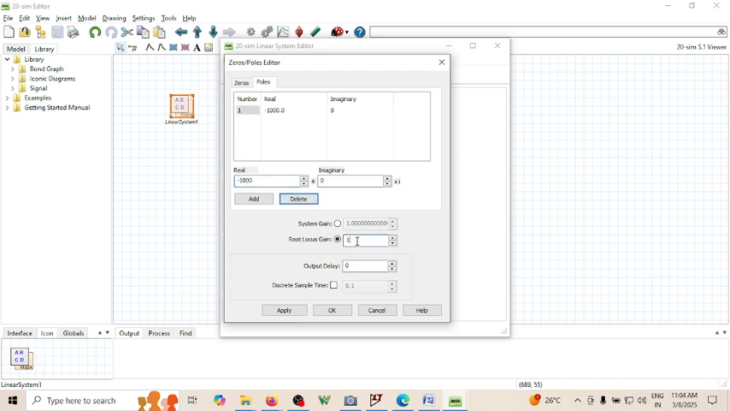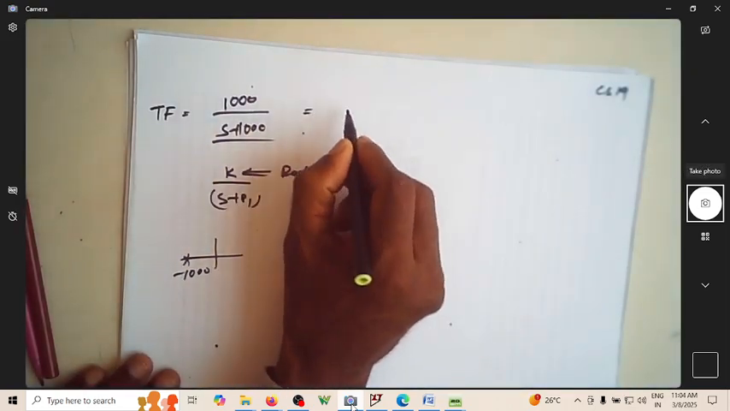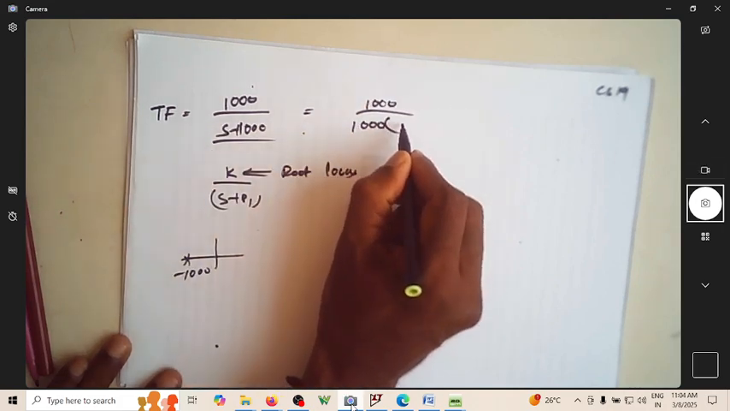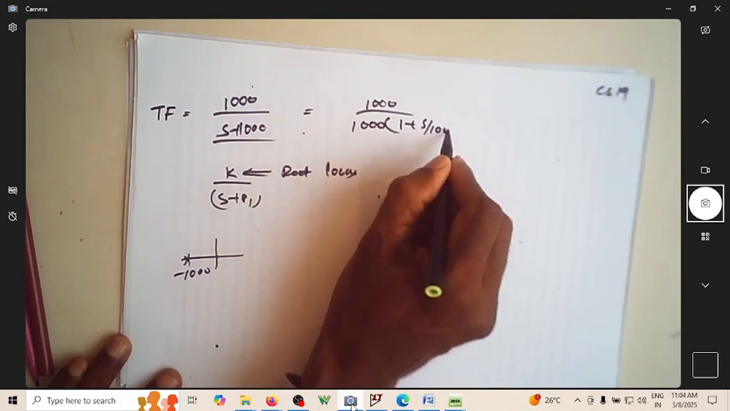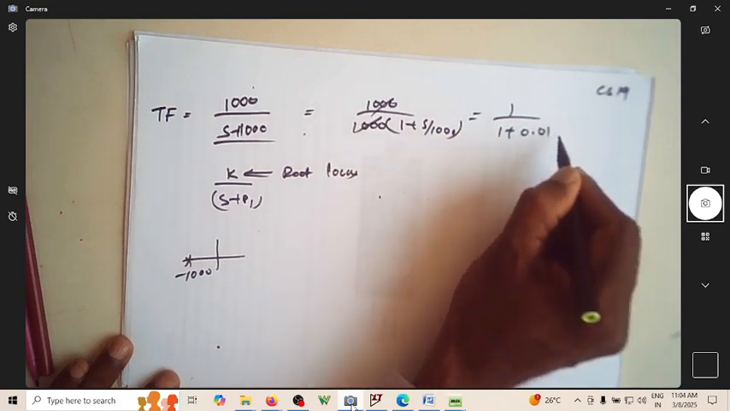Now, can you see the root locus gain? Let me make the root locus gain 1000. The moment I make the root locus gain 1000, can you see the system gain? System gain is 1. How did we get this system gain as 1? Let me go back here. Can I write this as 1000 times, taking 1000 outside, 1 plus s by 1000? This will go. Is it not 1 over 1 plus 0.01 s?